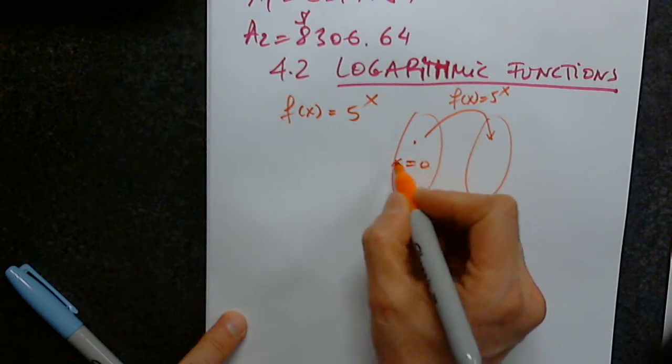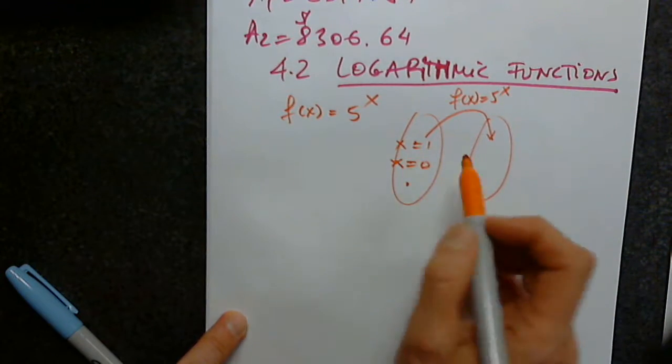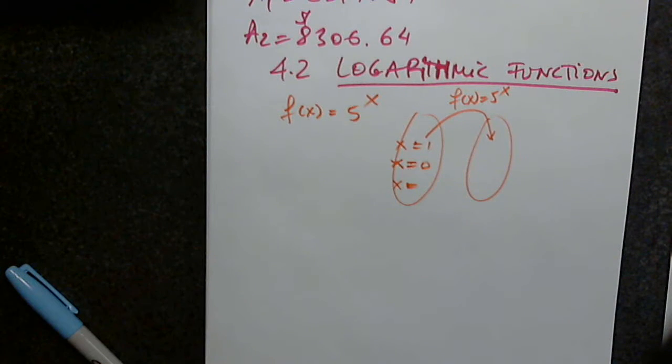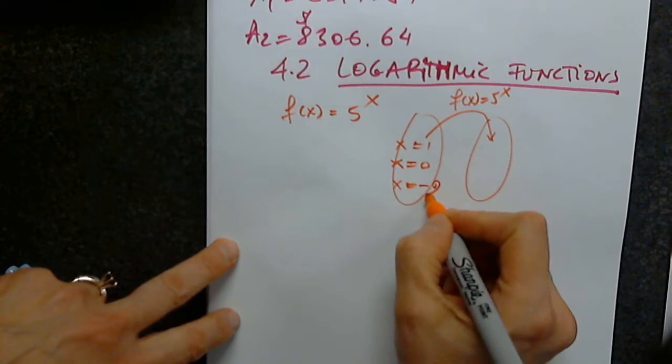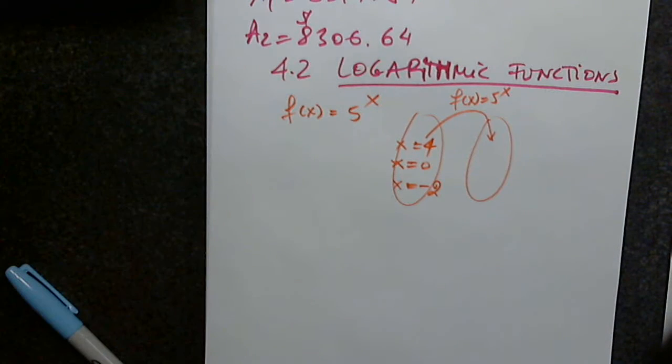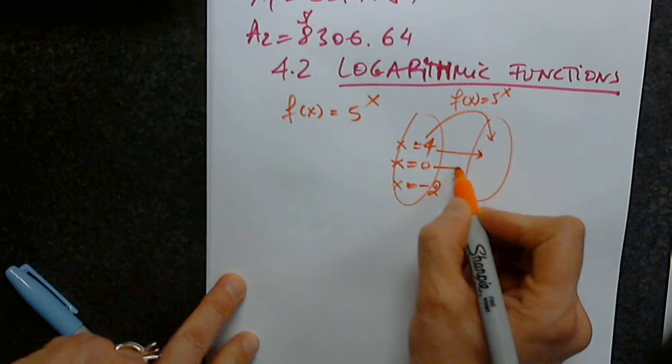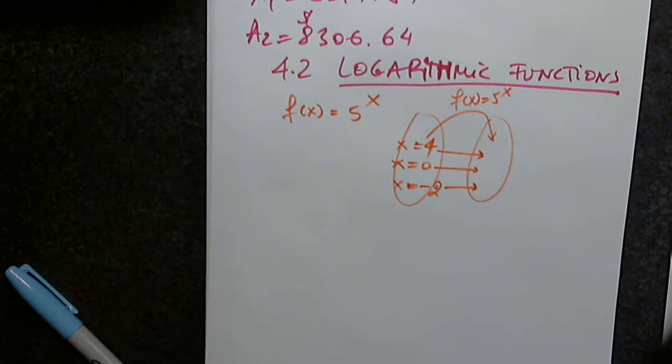So I'm going to put the 0 in, and I would like you to give me a positive number and a negative number. Which one? Negative 2? Okay. And let's make this one 4. Is that okay? So please give me the y value when you apply 5 to the x to 4, 0, and negative 2.